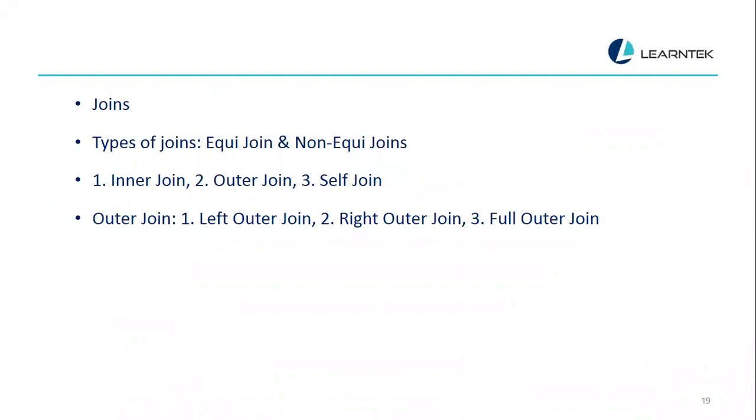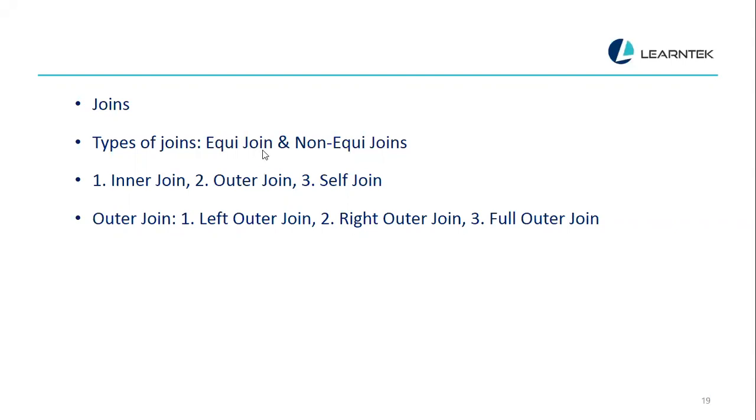Okay, so looking at the joins, there are mainly two types of joins, divided based on the join conditions. Depending on the join conditions, joins are divided into two types. What are those? Equi joins and non-equi joins. One is equi join and the other is non-equi join.